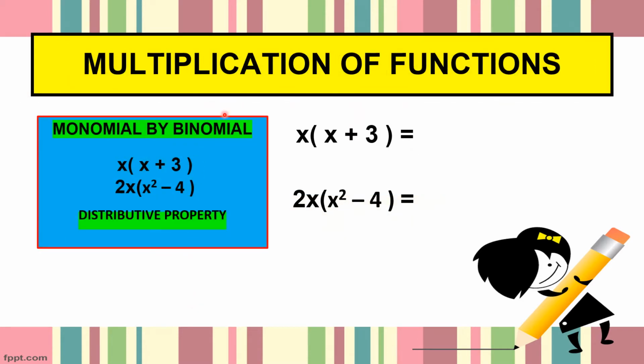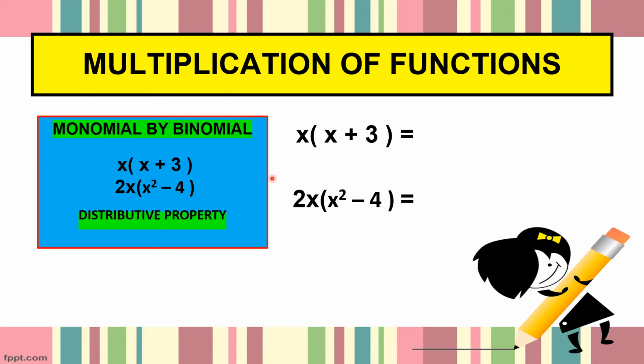So in multiplication of functions, it is important for you to know how to identify what method or what process you are going to use. Okay? So let's say you are given a function x times the binomial x plus 3. So this is multiplying a monomial by a binomial. When we say monomial, you have one term, and when you say binomial, you have two terms.